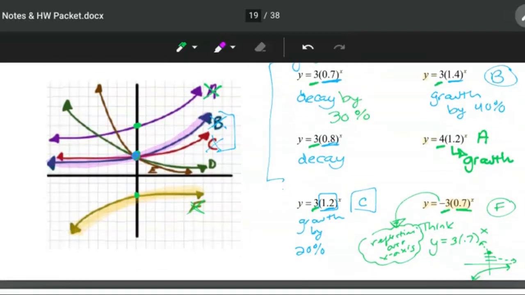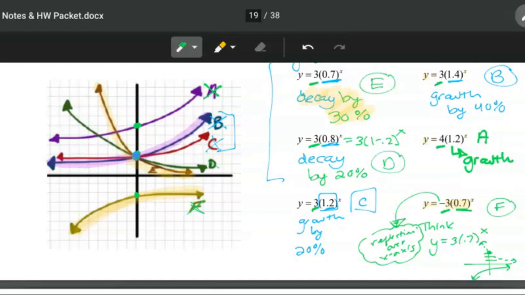All right, and the other one, we could rewrite that as 1 minus 0.2 to the x power, right? 1 minus 0.2 is the same thing as 0.8. That's decaying by 20%. All right, so think the decaying by 30%, that's going to be decaying quicker. That's going to go straight down faster. All right, so that's going to be your graph E. It ends up lower. That's decaying faster. So decaying by 30% would be graph E, where D is decaying a little bit slower. It ends up on top. So that would be the decaying by 20%.